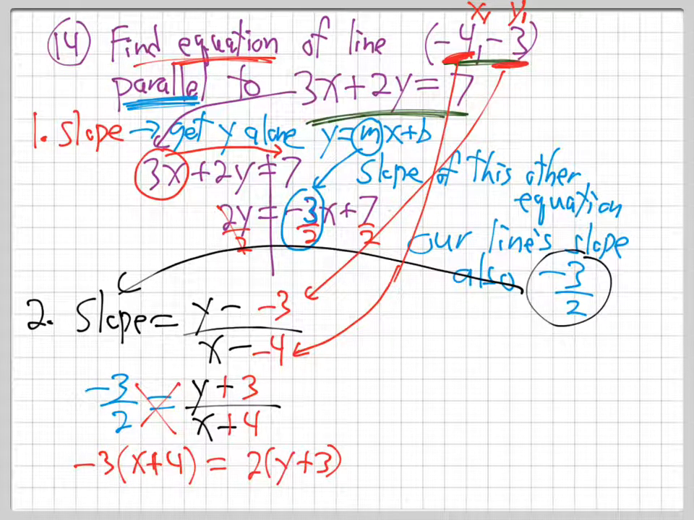Yeah. And then we distribute. Boom, boom. 2y plus 6, distribute. Minus 3x minus 12. Bring it up here.